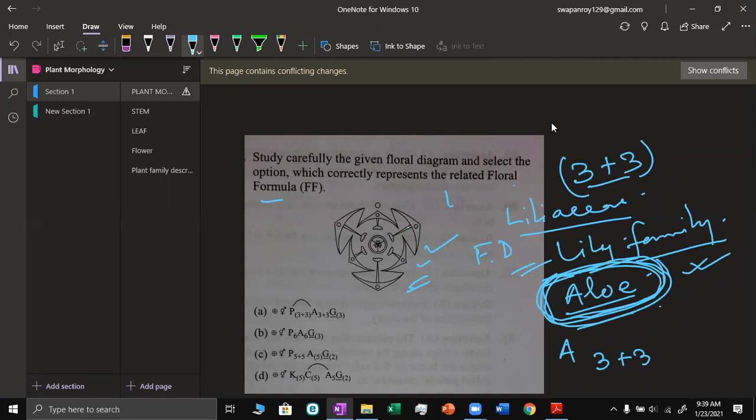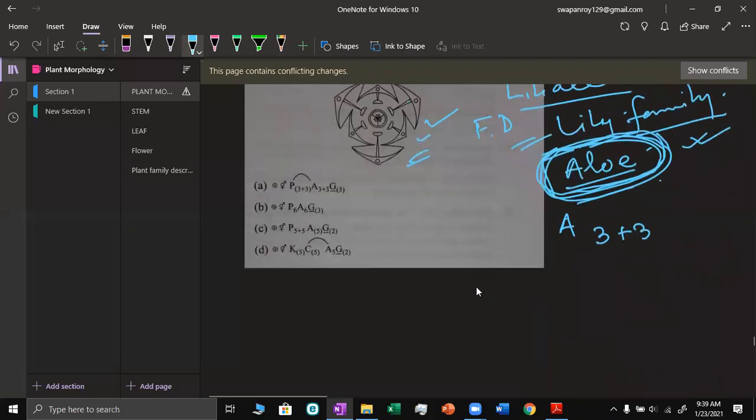And in this condition, in onion, the perianth is P 3 plus 3 and the androecium is 3 plus 3, and they are joined. So this is not epipetalous, but similar to the epipetalous condition. Here we call it epiphylous. The condition is called epiphylous.